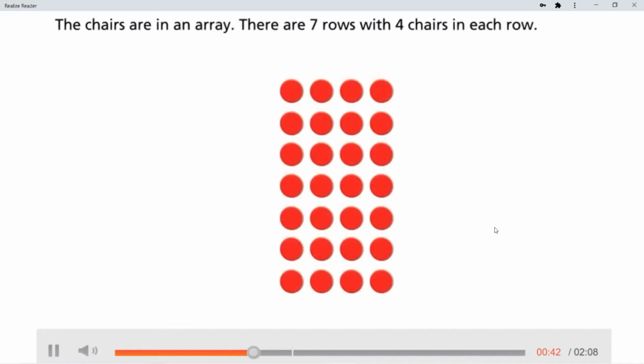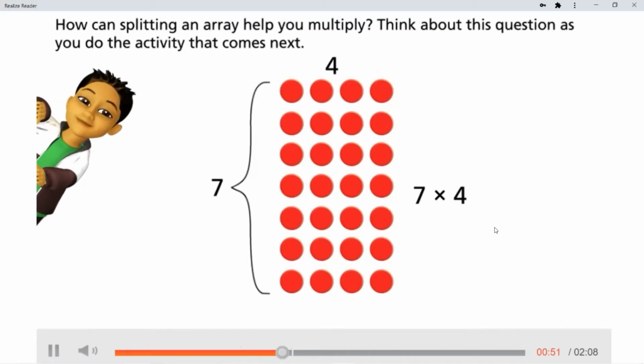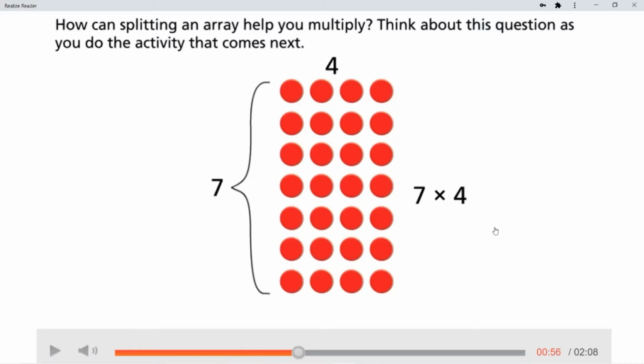The chairs are in an array. There are 7 rows with 4 chairs in each row. How can splitting an array help you multiply? Think about this question as you do the activity that comes next.